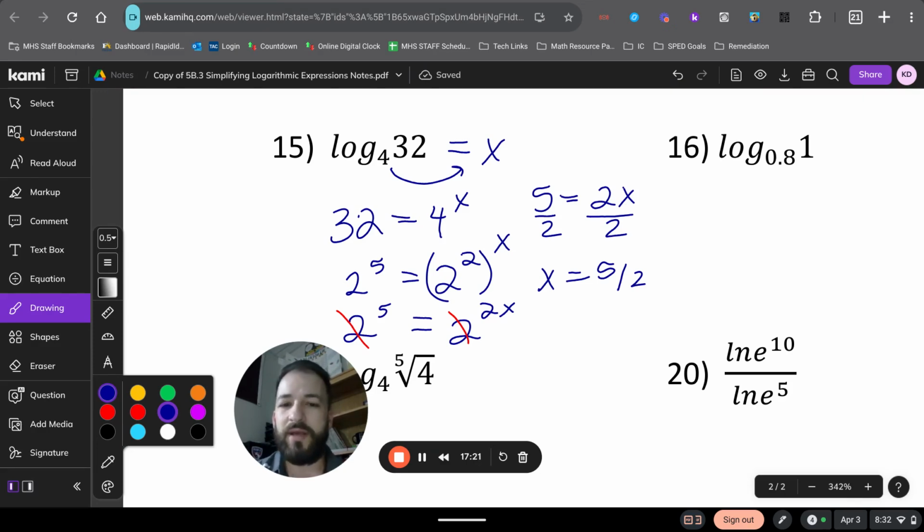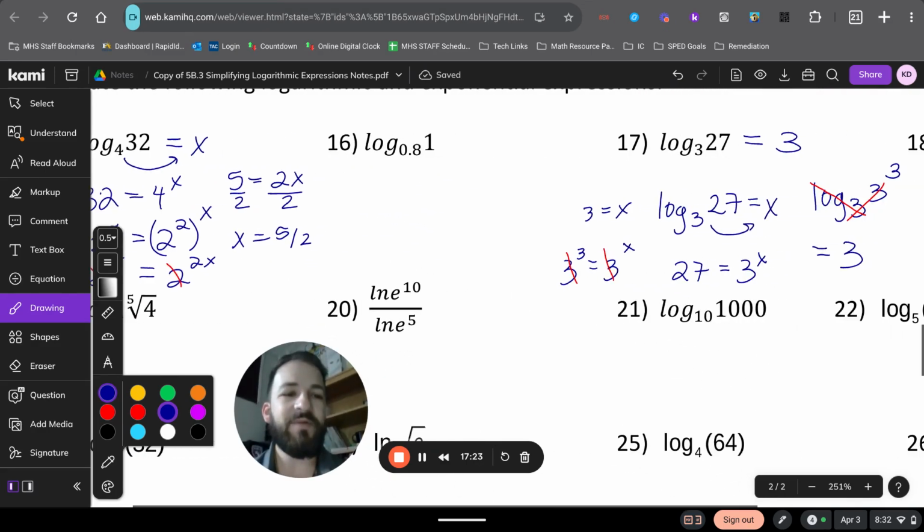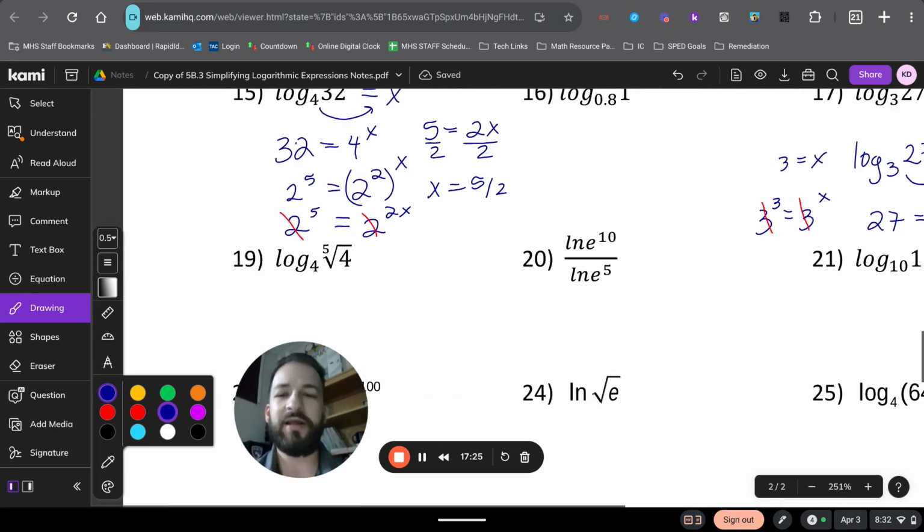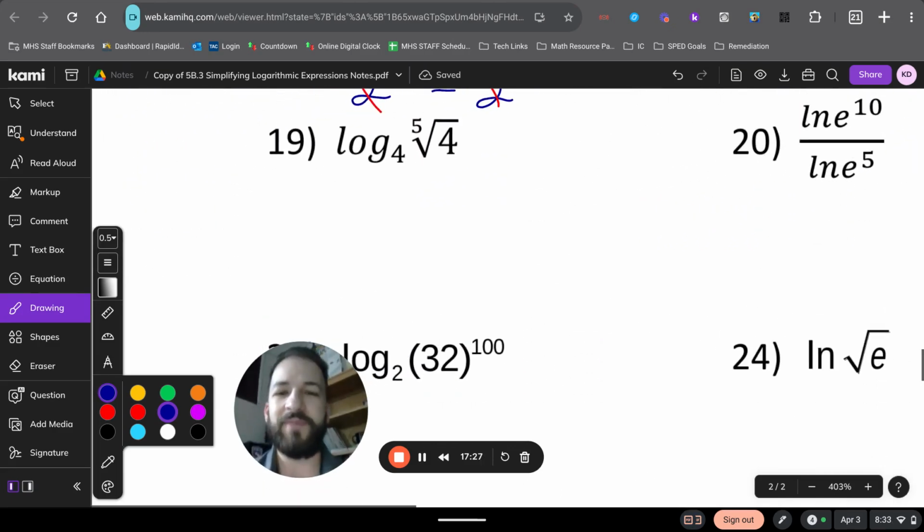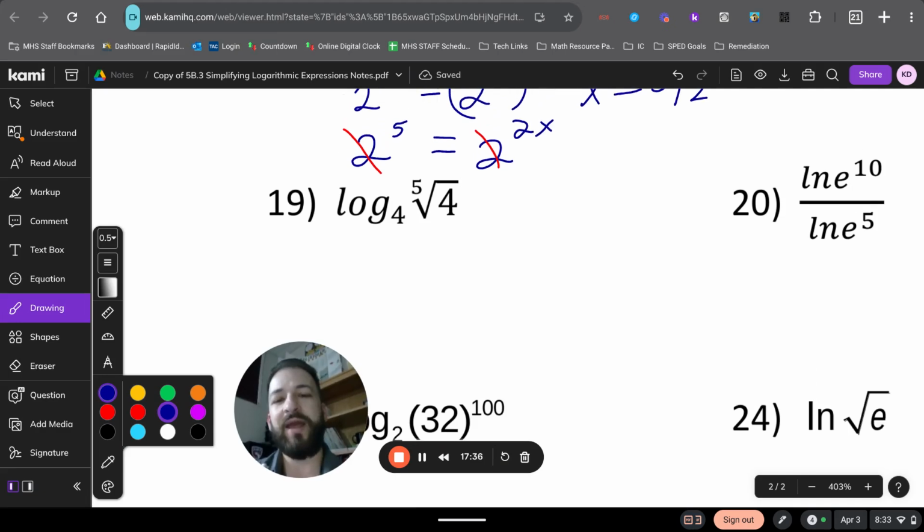Right? So we've done 15, we've done 17. I know you're thinking, Mr. Arbone, why are you skipping around so much? But let's look at one like number 19. We have log base 4 of the 5th root of 4. And something that we might notice right away is that 4 and 4 are already the same base. So that canceling out bases method is going to be really useful for us. But our issue is right now I have this 5th root in the way.